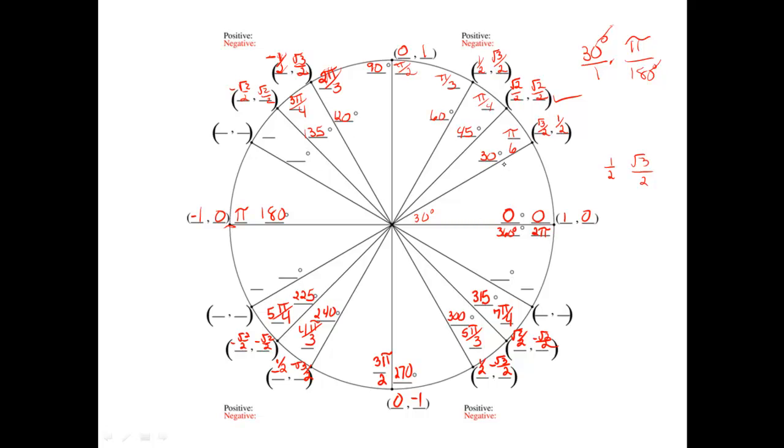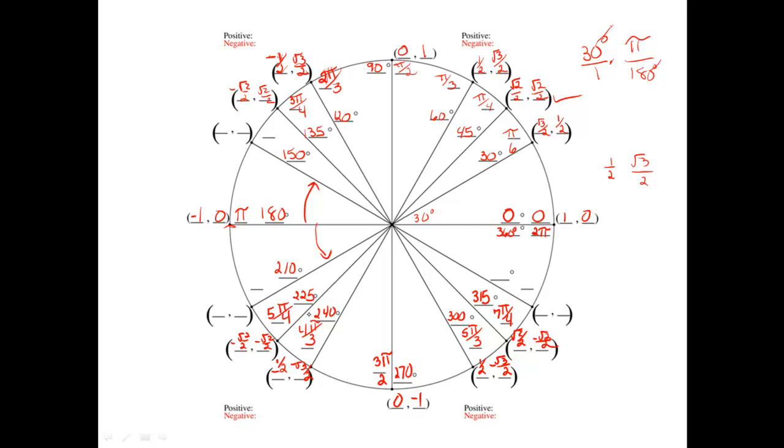So 30 degrees, and then the next one would be 60, and the next one would be 90, but I've already done those, and the next one would be 120. Well, the next one would be 150, and I don't have that one yet. And notice 150 degrees is 30 degrees from the negative x-axis. And then if I go 30 degrees beyond the negative x-axis, I'm going to be at 210.